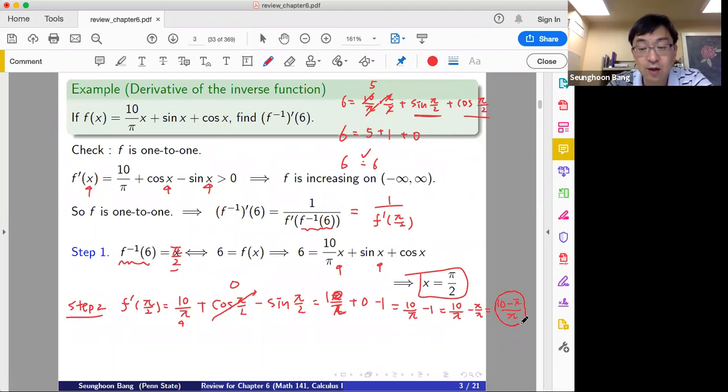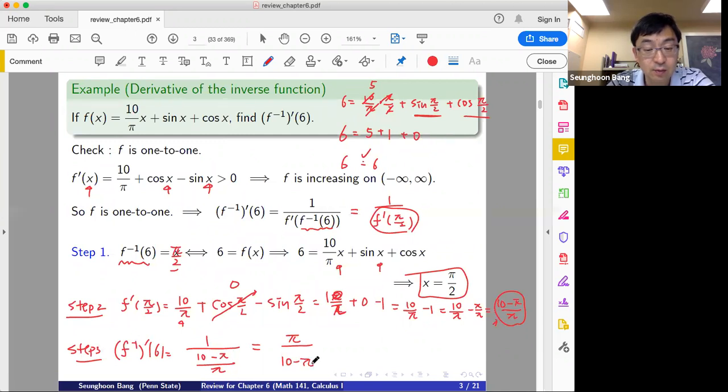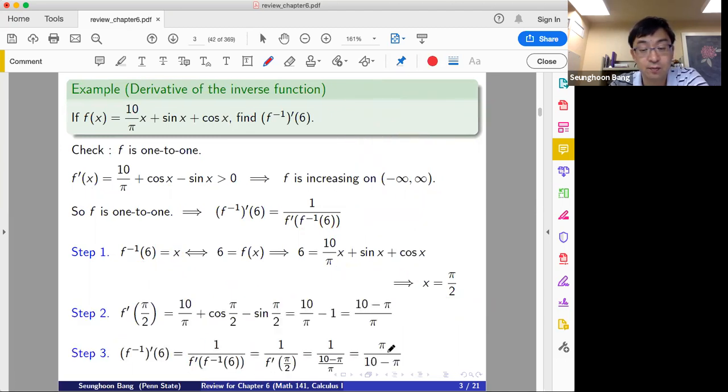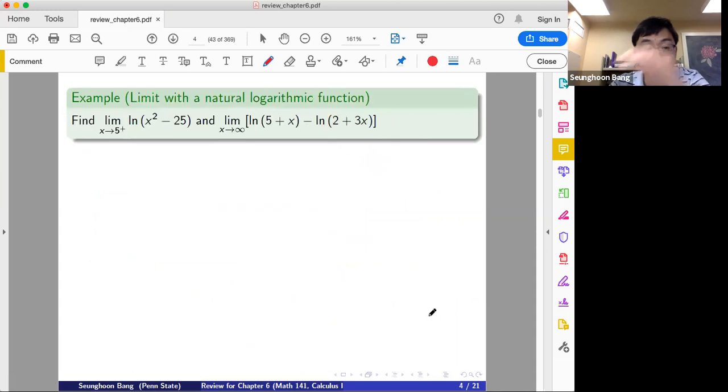You plug this value into the denominator. What is step 3? The exact answer of the derivative of the inverse f at 6 is 1 over the second step, 10 minus pi over pi. You can use the reciprocal: pi over 10 minus pi. That's it. This is the final answer. Pi over 10 minus pi. Okay, that's the whole idea. Like this.